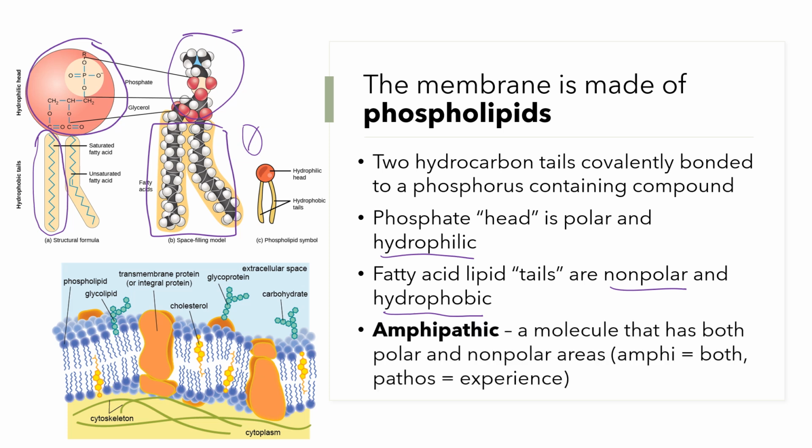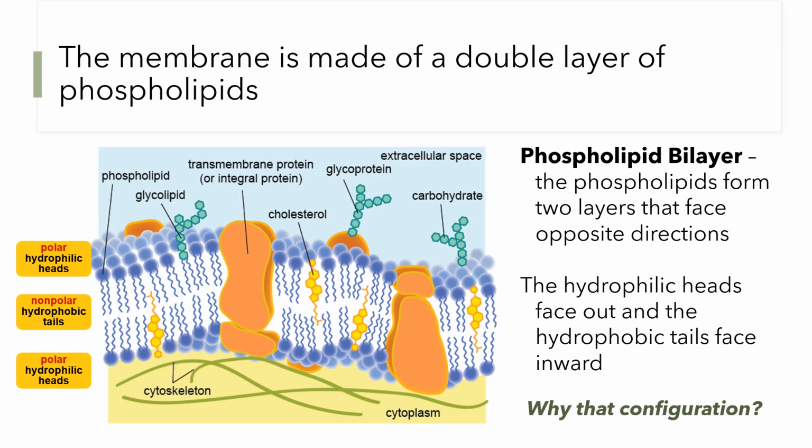So this makes this molecule what we call amphipathic. It has a polar part, but it also has a non-polar part. Amphi means both, pathos means experience. So this is a molecule that is both a polar and a non-polar molecule at the same time. Now, because of the structure of the phospholipid, that directly forms the overall structure of our membrane.